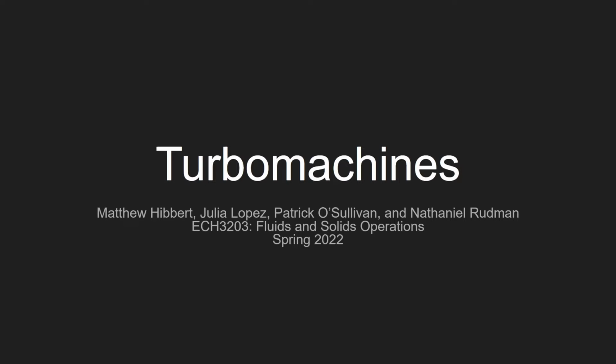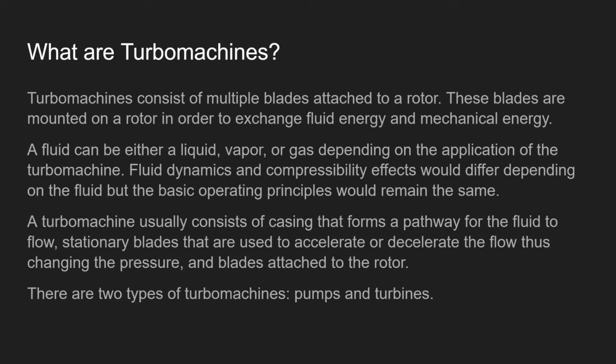So we're going to start off with just a little introduction of turbo machines with a small PowerPoint written up by all four of us. So turbo machines consist of multiple blades attached to a rotor, and these blades are mounted on the rotor to exchange fluid energy and mechanical energy.